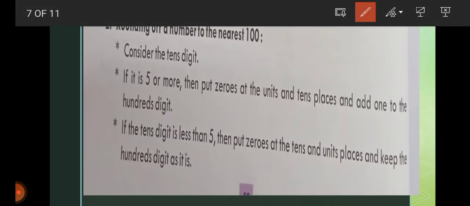Next is rounding off to the nearest 100. The concept is the same for each. For the 100, now you will check the digit at tens place, right? If it is 5 or more than 5, then put 0 at unit place and tens place and add 1 to the hundreds digit. And if it is less than 5, then put 0 at tens and unit place and keep the 100 digit as it is.